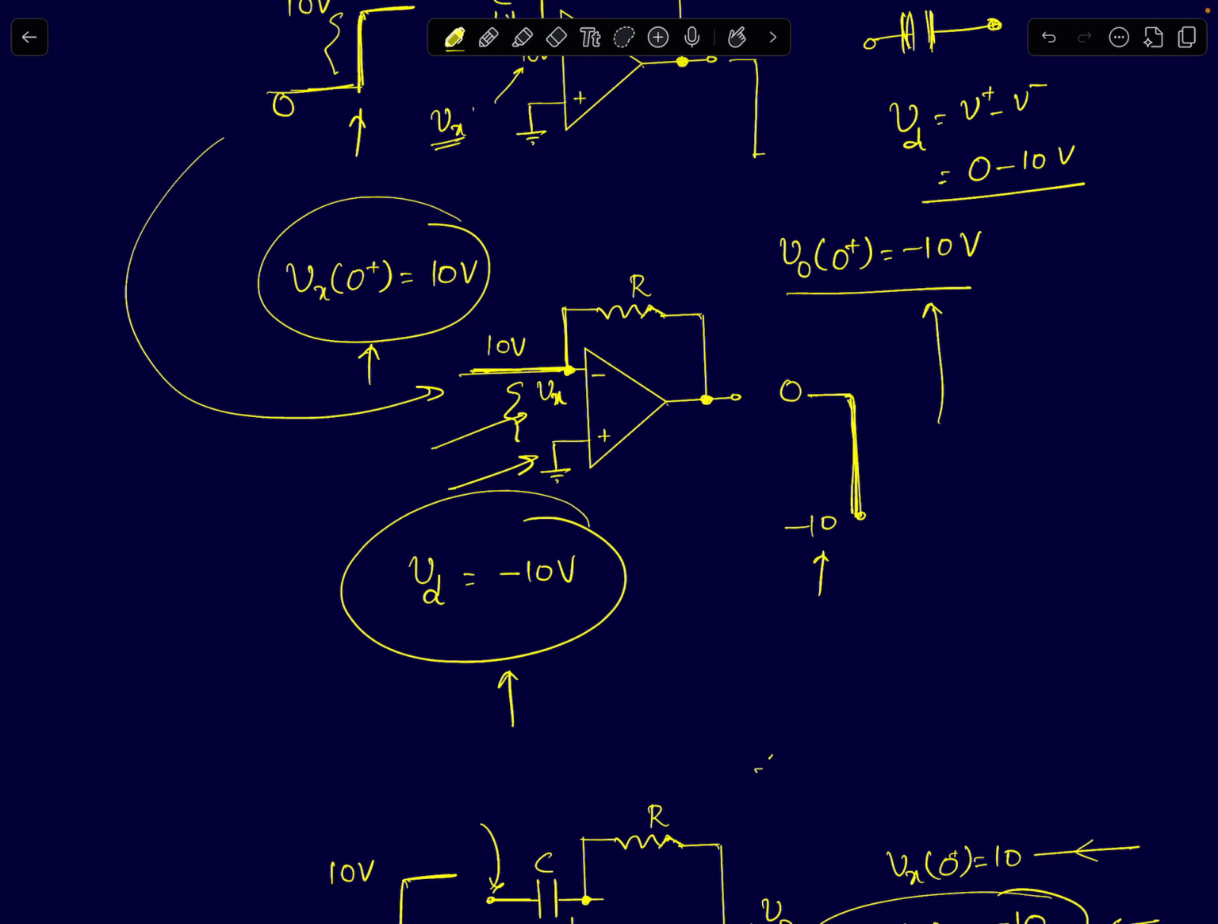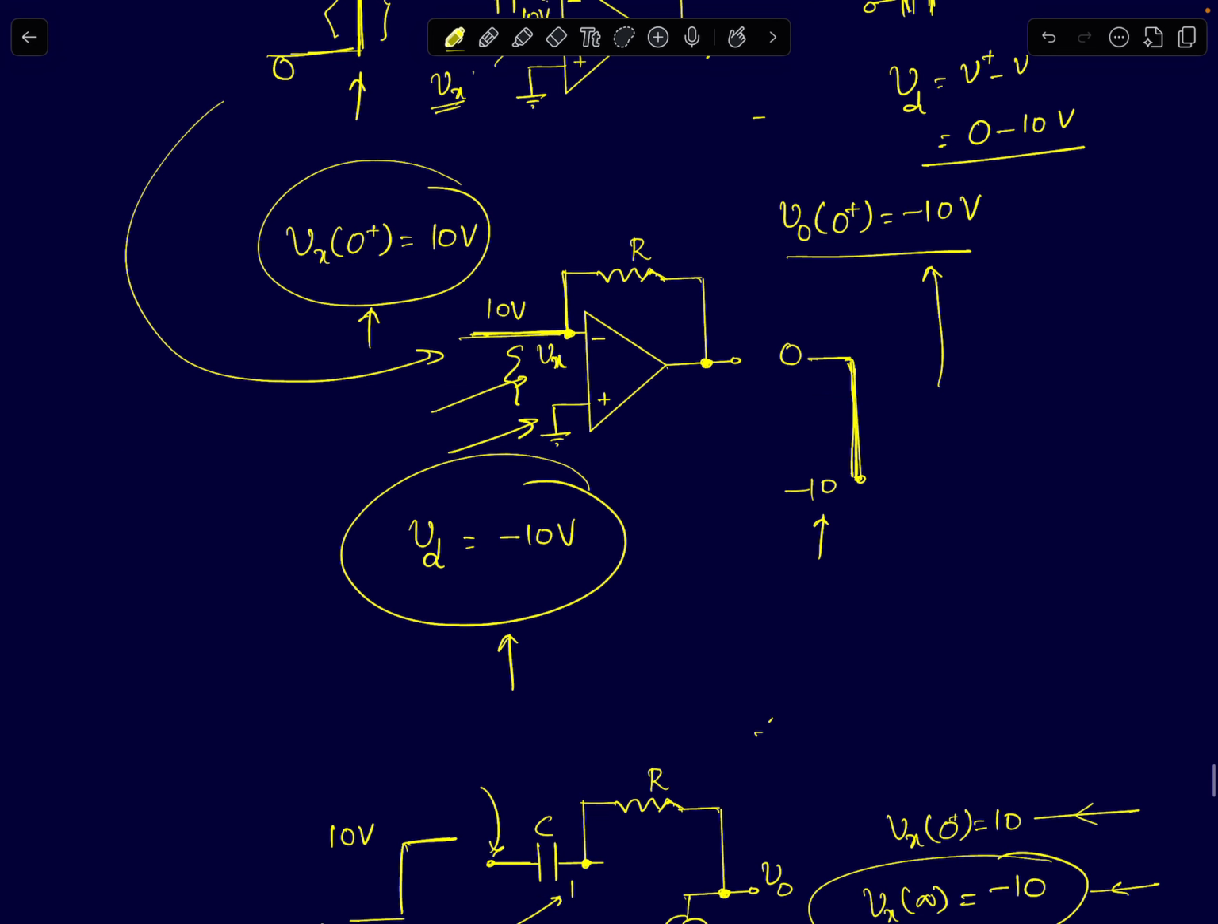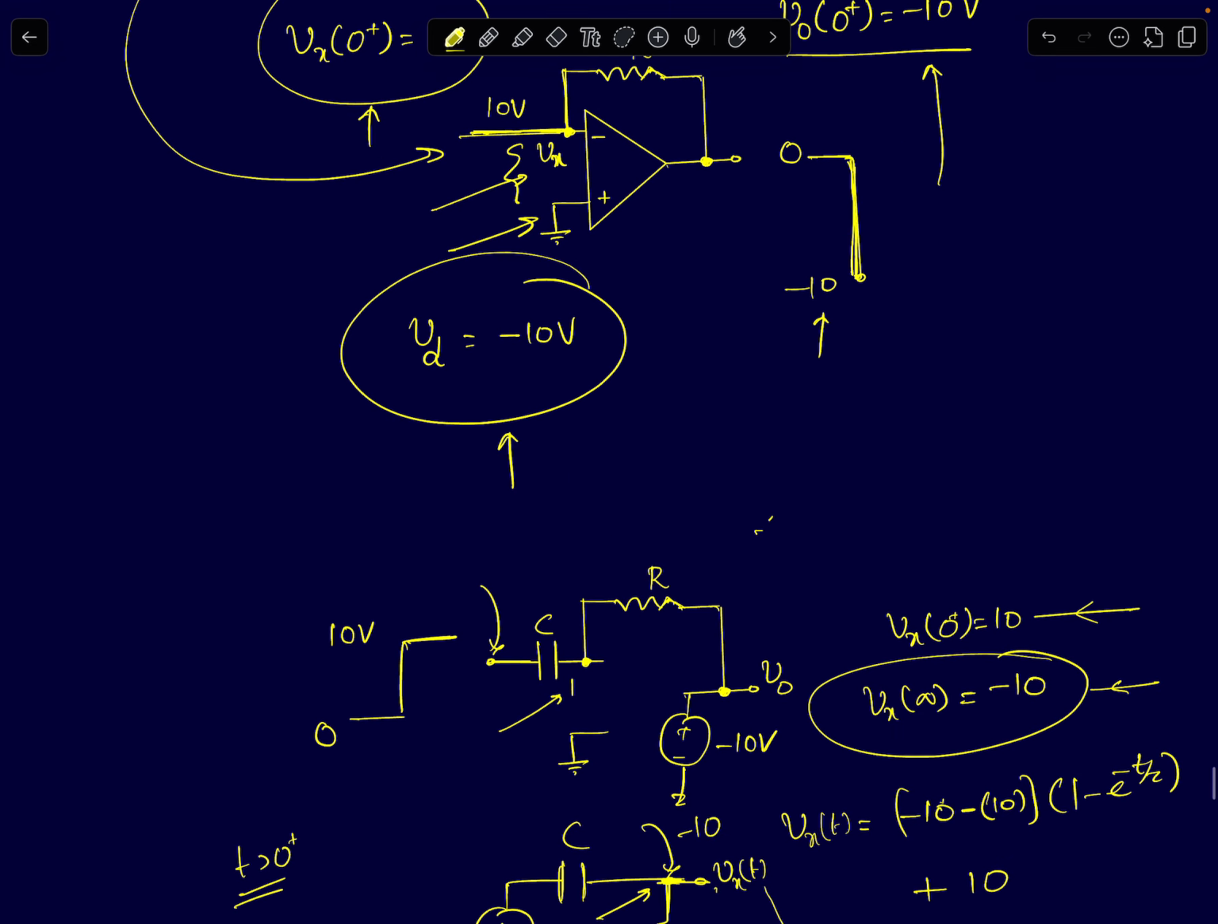If I remember right, this was one of the GATE questions where a step input was given and you are asked to find out what will be the output voltage at 0 plus. If it's a positive step that you are applying to this differentiator, your output will go to minus Vsat. If it is a negative step that you are applying to the input voltage, your output will go to plus Vsat. So now we know the value at 0 plus.